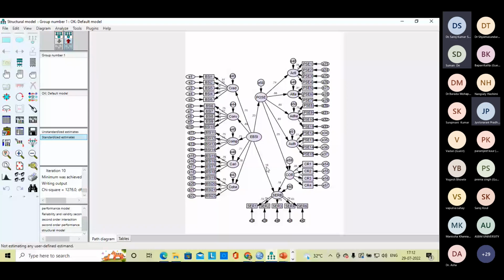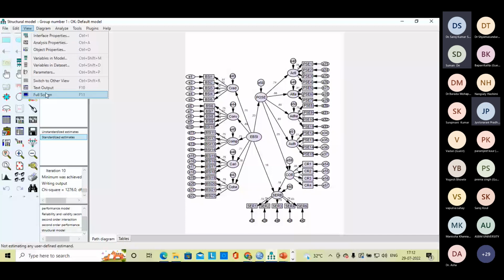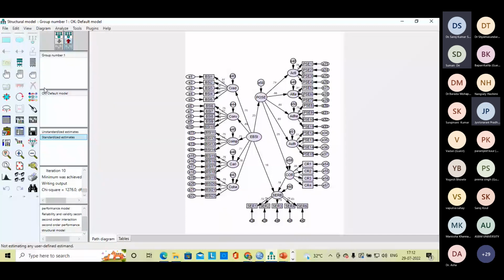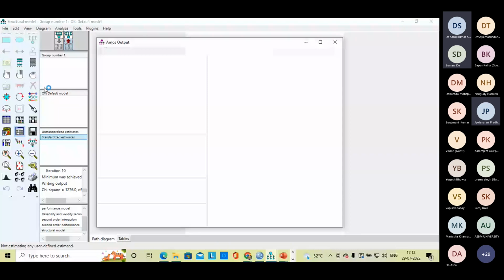Now look at here, we should go to the text output. There are two options. You can go to the icon. Look at my cursor movement. There is the icon, text output, view text. Otherwise, you can go to the view menu and click on the text output. Automatically another screen will open showing the text output. Let us wait. The text output is coming.